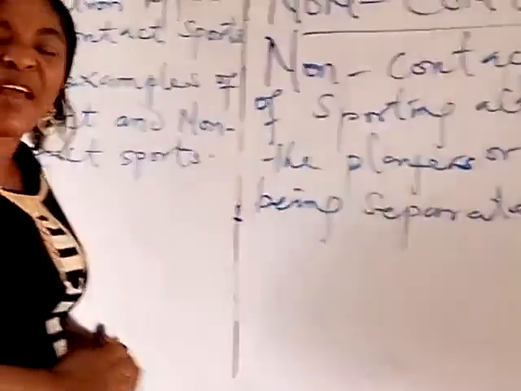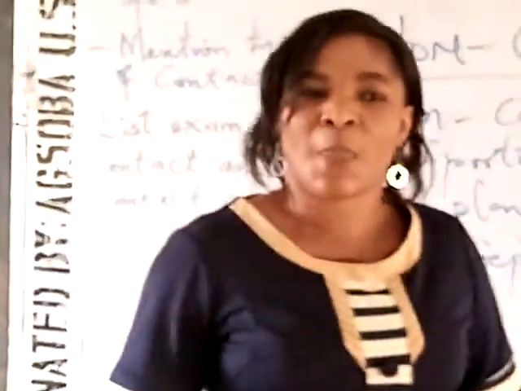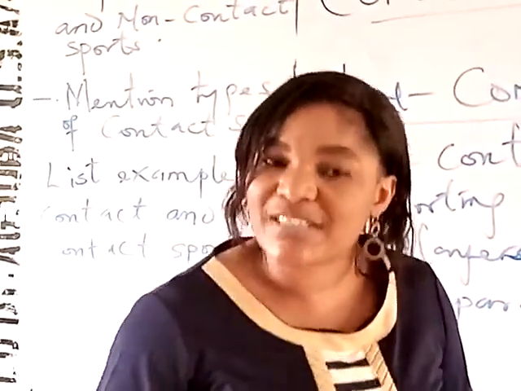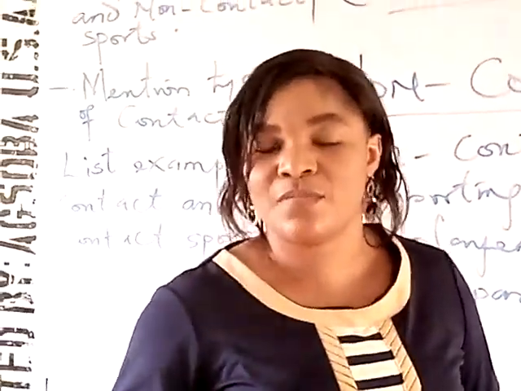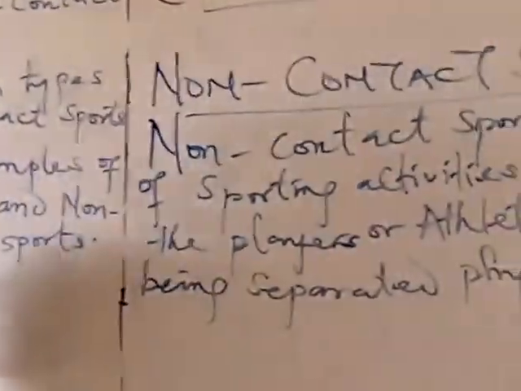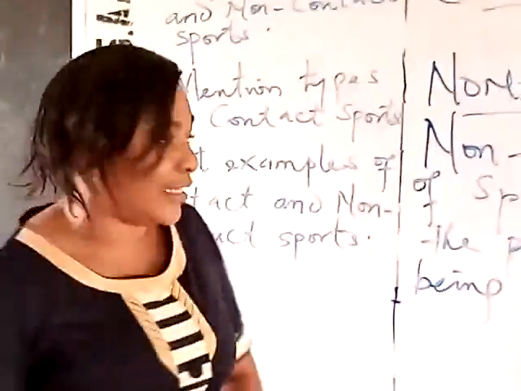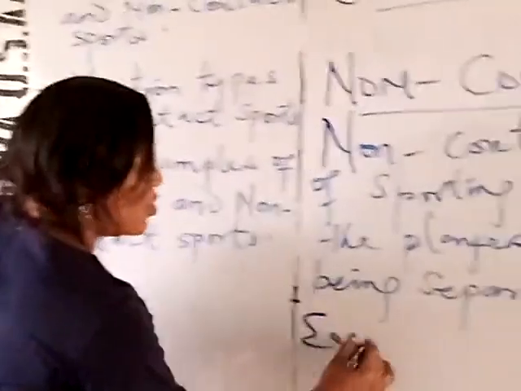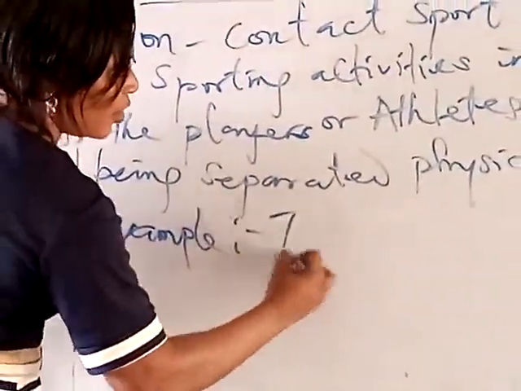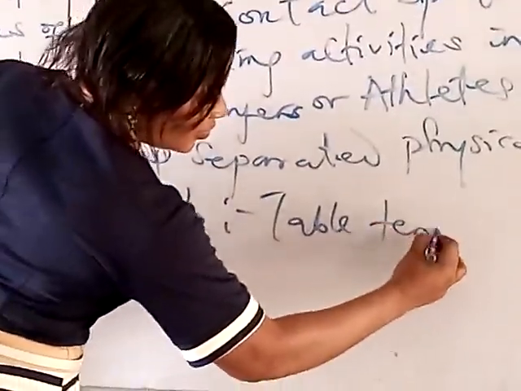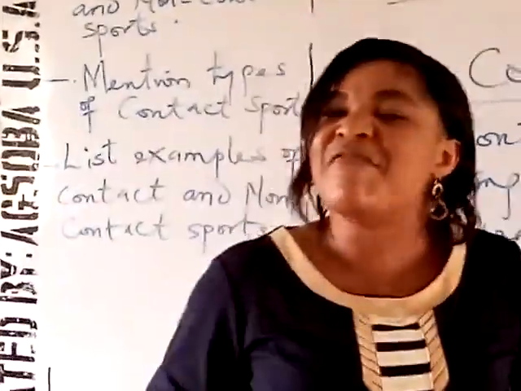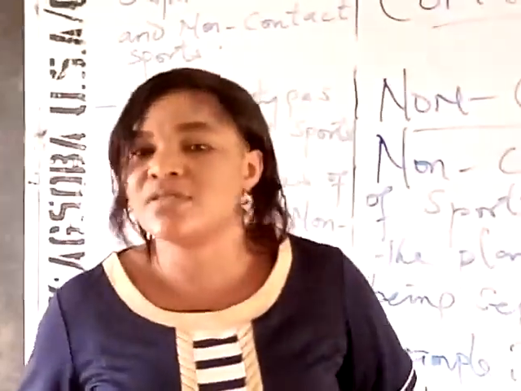They are being separated physically, or even according to the guidelines or the principle of the game. What am I talking about? Let me give you some examples to bring it down to your understanding. We have table tennis. I hope you agree with me that table tennis is a very good example of non-contact sport.